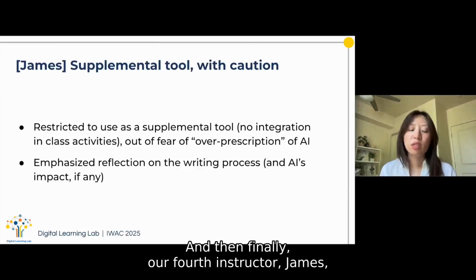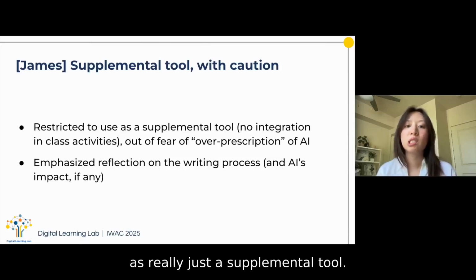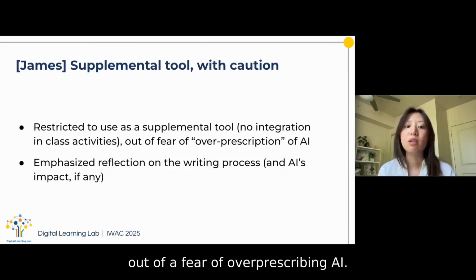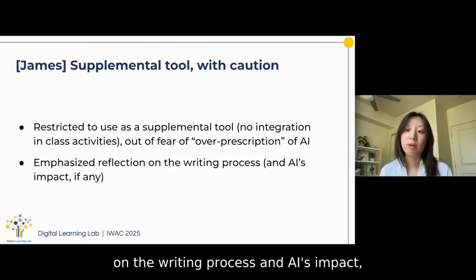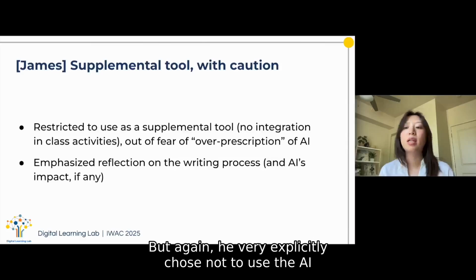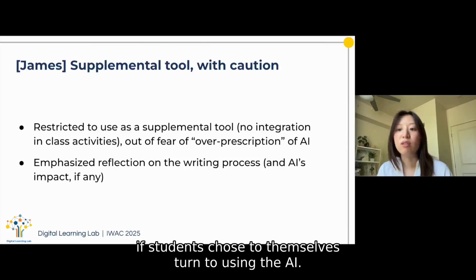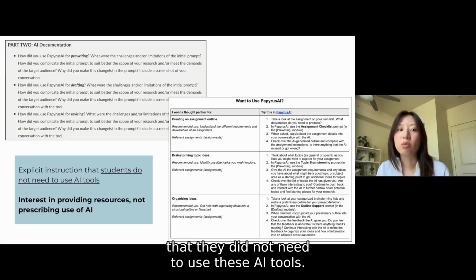And then finally, our 4th instructor, James, he chose to approach using PapyrusAI as really just a supplemental tool. So he did not integrate the AI into any class activities out of a fear of over-prescribing AI. In the class, he emphasized students' reflection on the writing process and AI's impact, if any, on their processes. But again, he very explicitly chose not to use the AI in any in-class activities and only allow it as a resource if students chose to themselves turn to using the AI. And he explicitly told students that they did not need to use these AI tools.